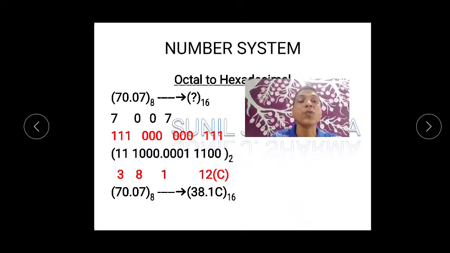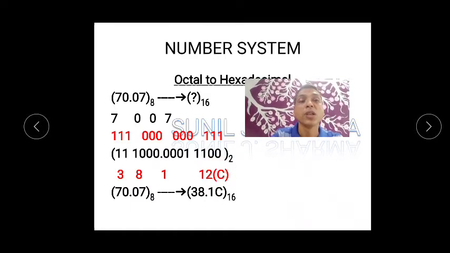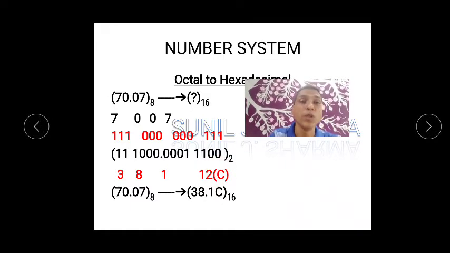Can you see here 4 bits? So this is 1, this is 12. So when you change it to hexa, you have to check each and every number. This is 8, this is 3, so 38, and after the decimal this is 1 and this is 12, but we cannot write 12, this has to be C. So I hope you understood octal to hexadecimal.